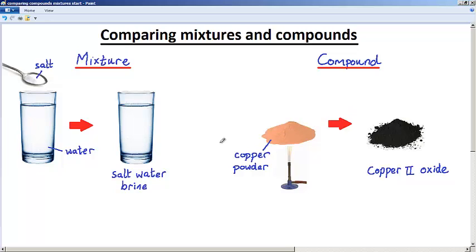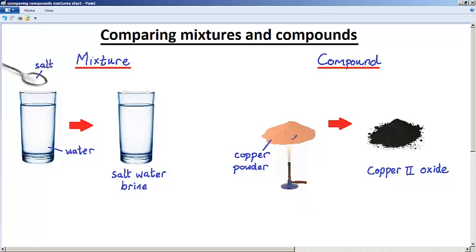Let's have a look at the compositions of each of these materials. First of all, think about the mixture. The composition of the mixture has no fixed proportion. It's variable. So, for example, you could add 1 tablespoon of salt to the water, or you could add 2, 3 or 4 and stir, and the salt will dissolve. This is not so with a compound.